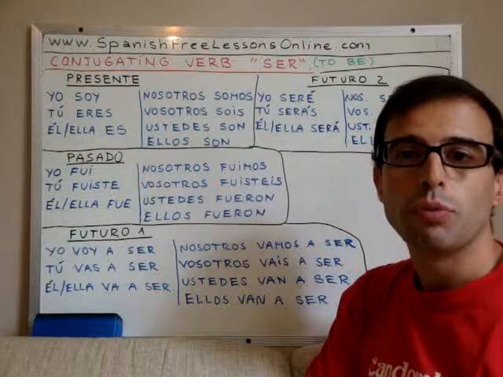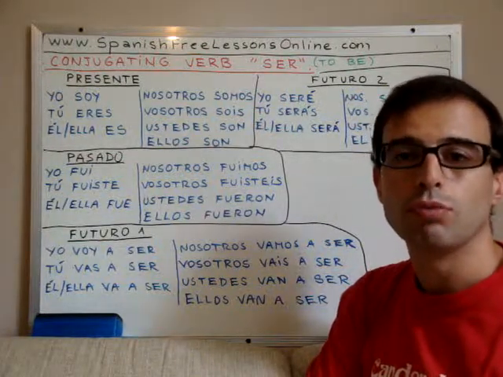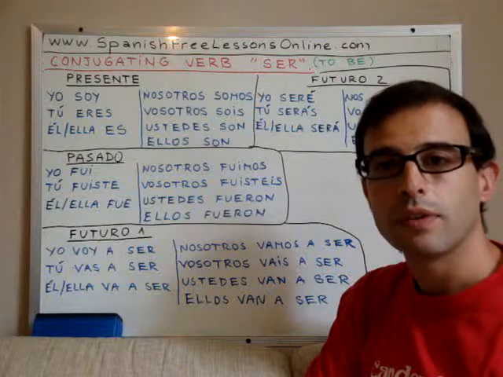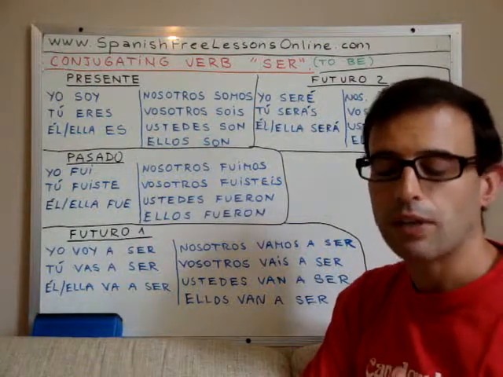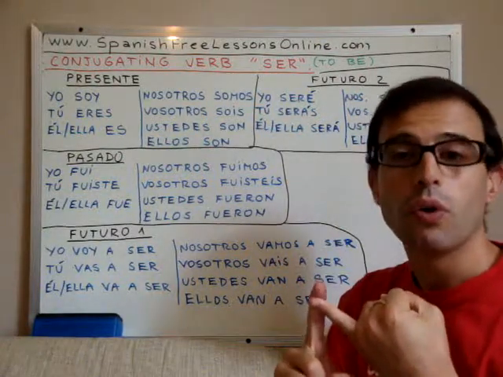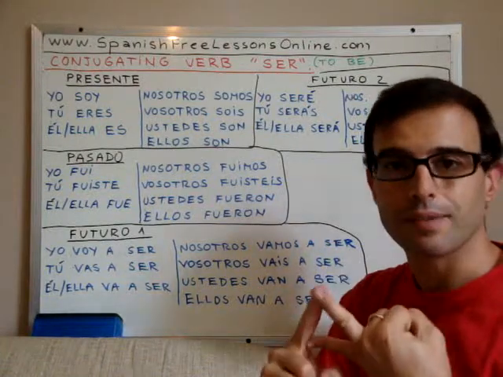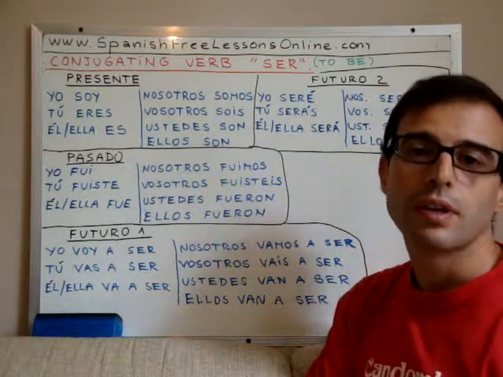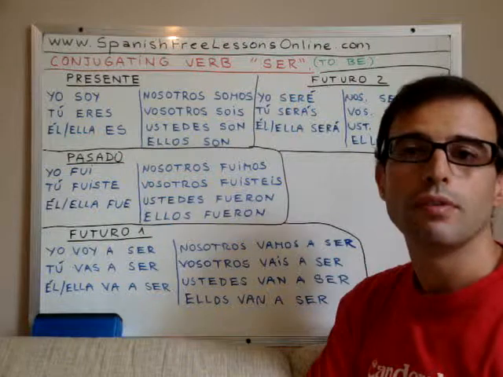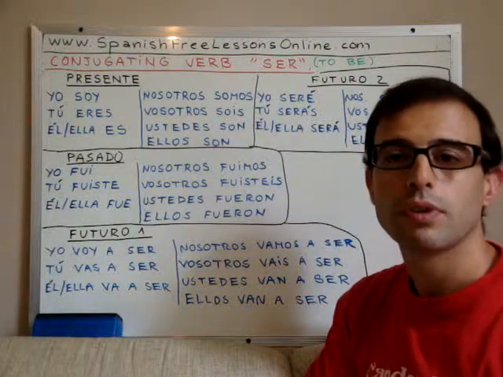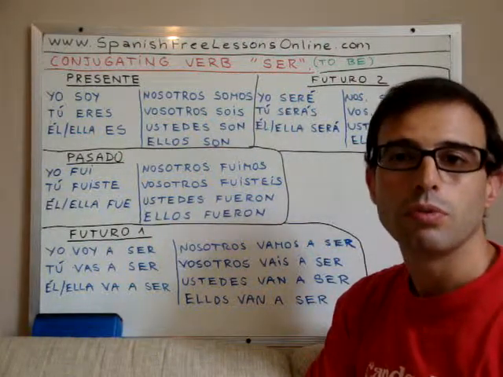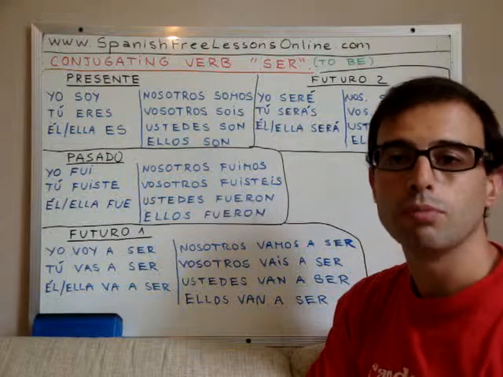Actually, if we want to translate to be into Spanish, we have to say that to be can either be verbo ser or verbo estar, right? So these two very important Spanish verbs correspond to the English verb to be.